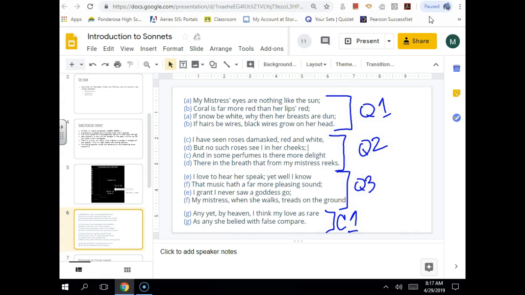My mistress' eyes are nothing like the sun. Coral is far more red than her lips are red. If snow be white, why then her breasts are dun. If hairs be wires, black wires grow on her head. I have seen roses damasked, red and white, but no such roses see I in her cheeks. And in some perfumes is there more delight than in the breath that from my mistress reeks. I love to hear her speak, yet well I know that music hath a far more pleasing sound. I grant I never saw a goddess go; my mistress, when she walks, treads on the ground. And yet, by heaven, I think my love as rare as any she belied with false compare.